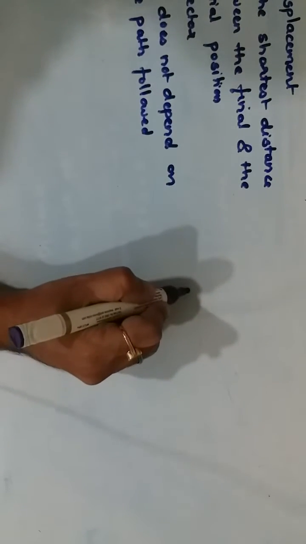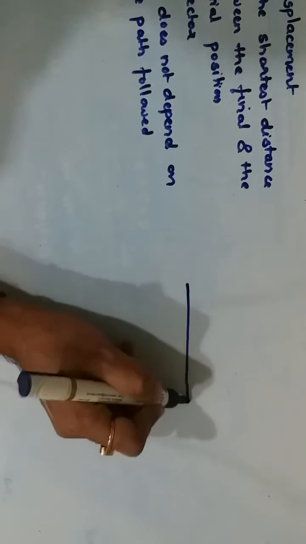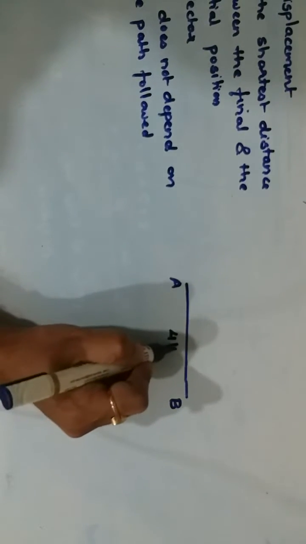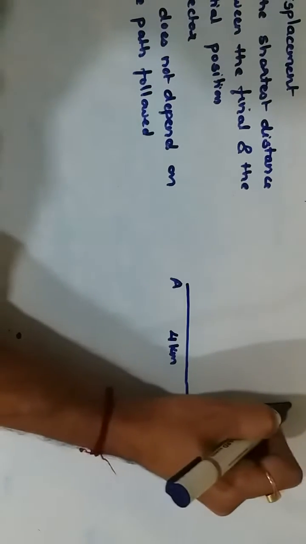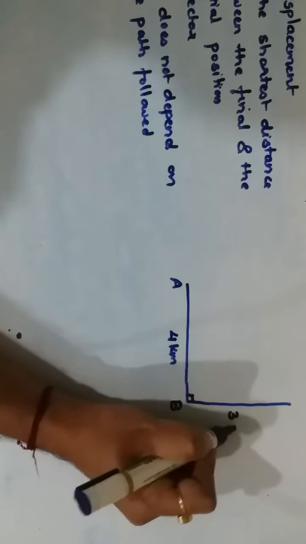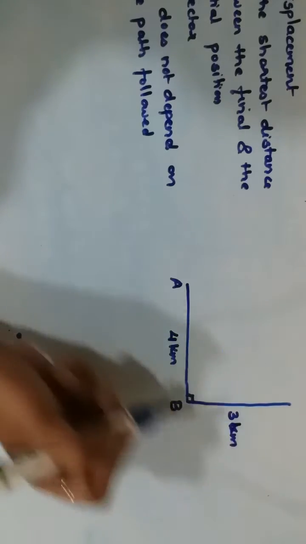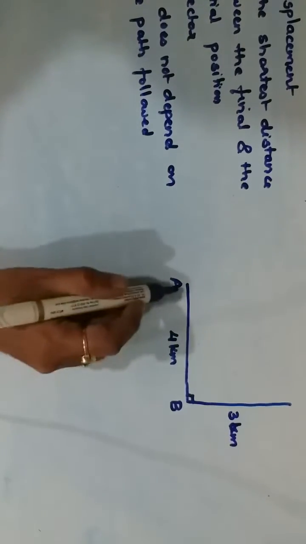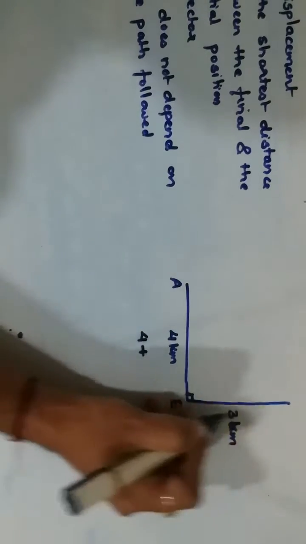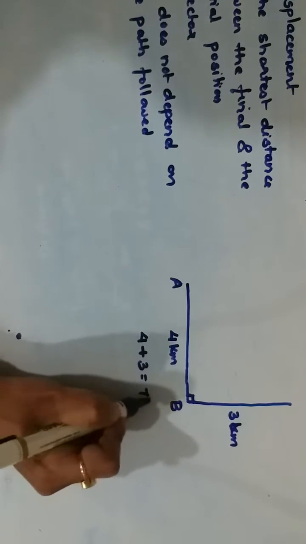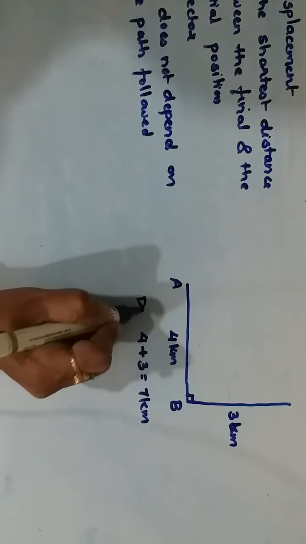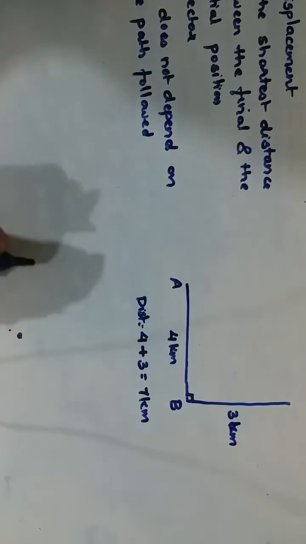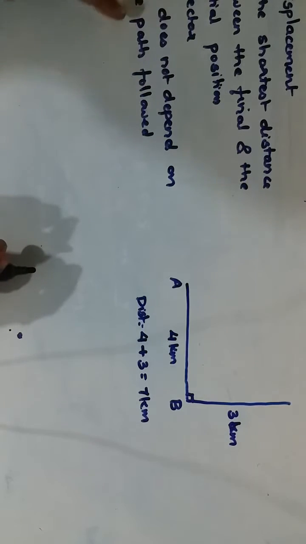For example, distance depends on the path followed. Your object is moving from A to B. It has covered 4 kilometers. Then from B it has moved in a perpendicular direction and moved a distance of 3 kilometers. So it is 4 kilometers plus 3 kilometers, totally 7 kilometers, which is the distance. That is why I said it depends on the path followed. But in case of displacement, I said it does not depend on the path followed.